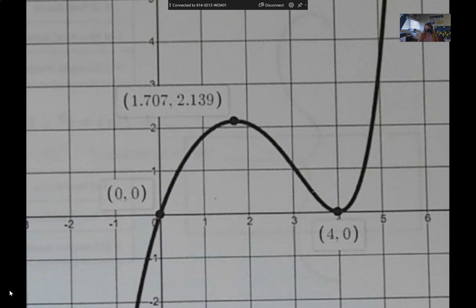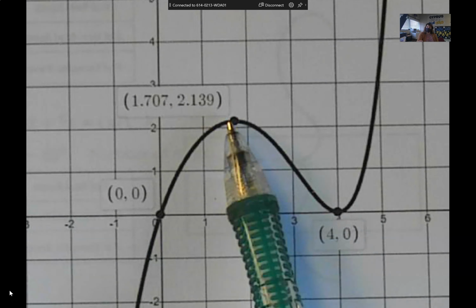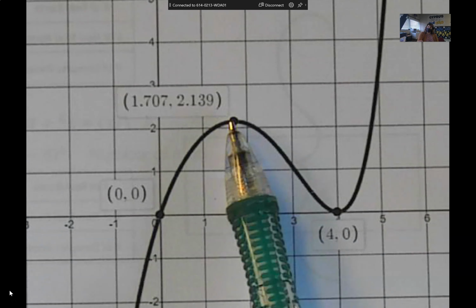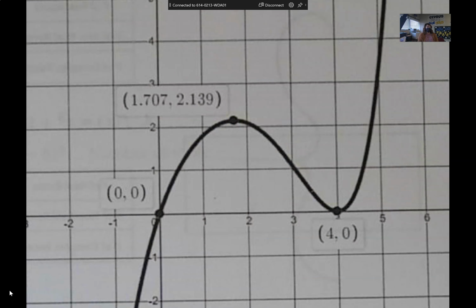What is your local max? Okay, show me. Okay, it's this point right here, 1.7 and 2.1. Okay, local min. What is your local min?